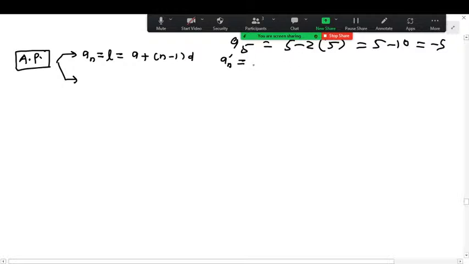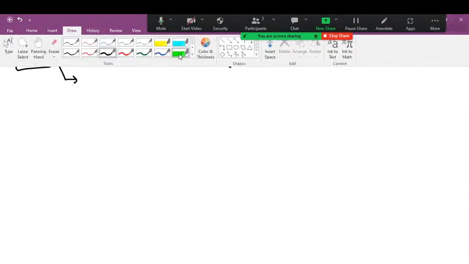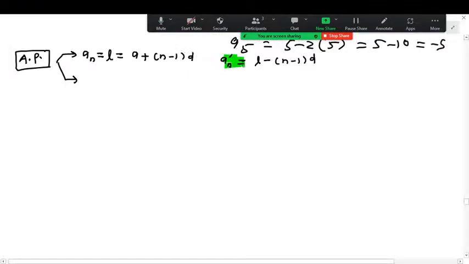If you want the nth term from the end, you can use this formula, or you can just reverse the AP. These are the two possible ways to figure out a term from the end. Either use this formula, or reverse the AP and find it.